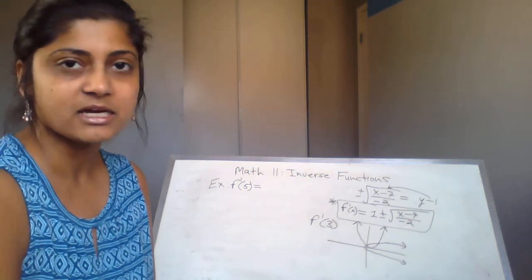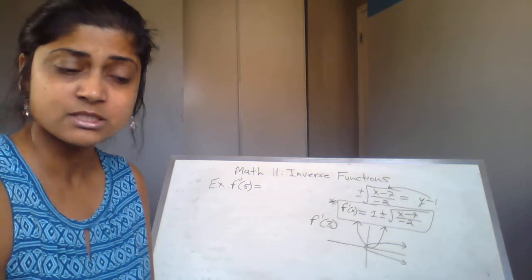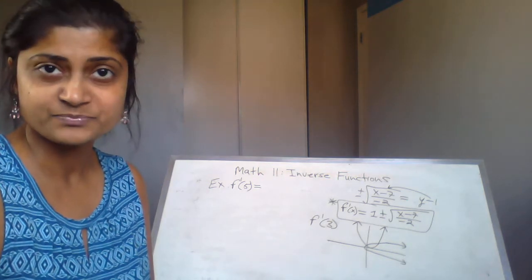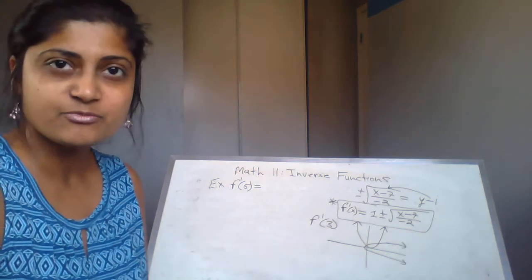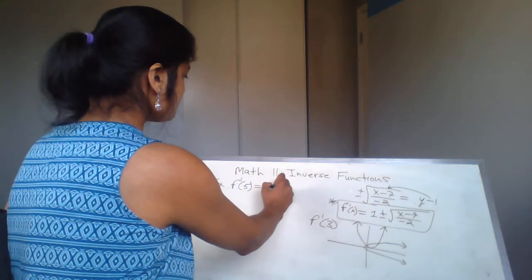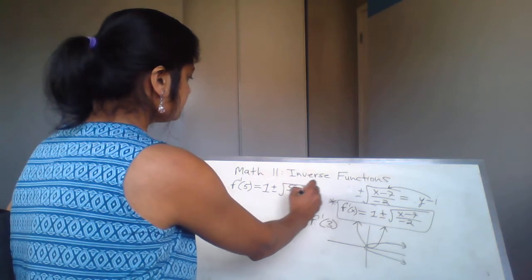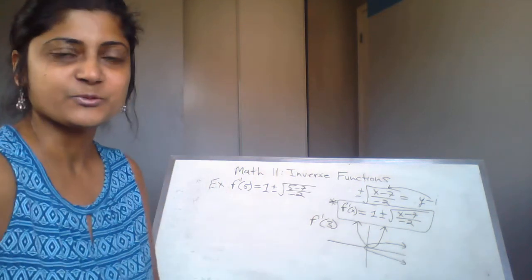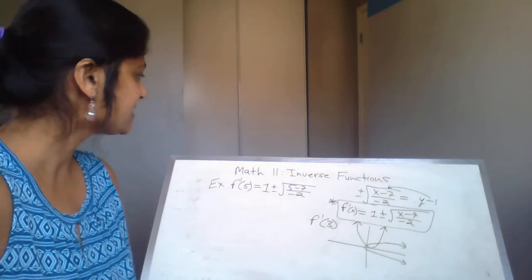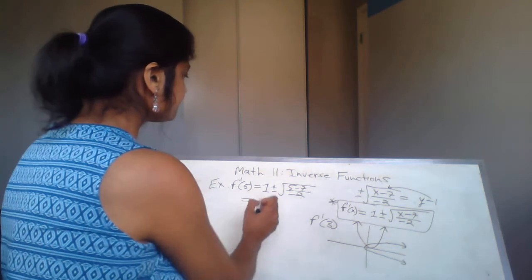However, if it just said f of 3, I would just plug the value into the original equation, not the inverse function. So let's try the f prime of 5. I'm going to plug it back into this equation one more time. So 1 plus or minus square root 5 minus 7 over negative 2. Okay, does everyone see that? So what we're going to do is just solve this value.